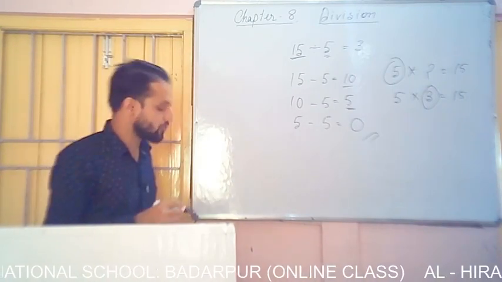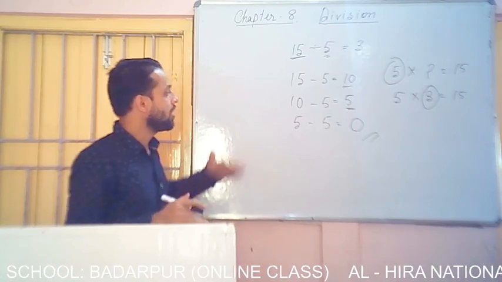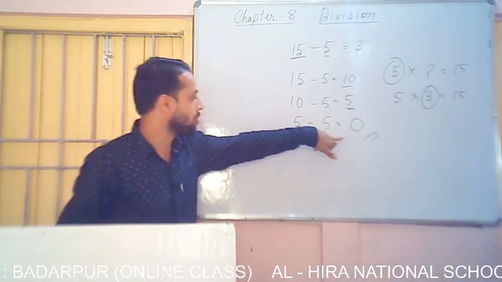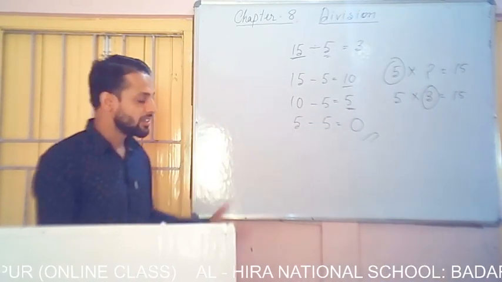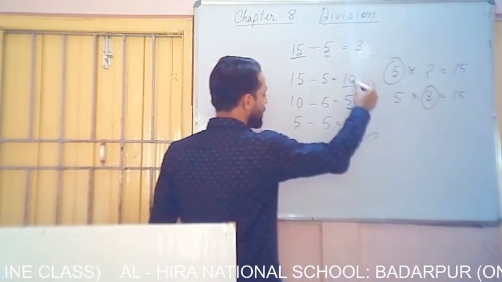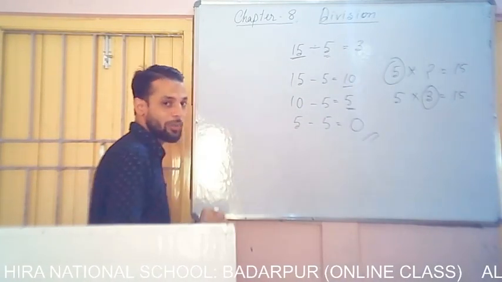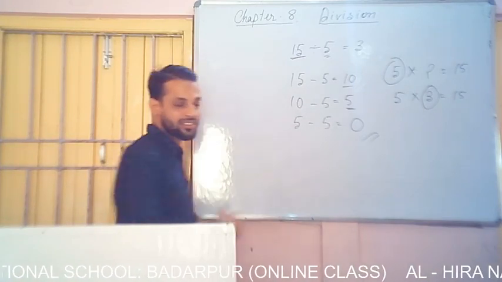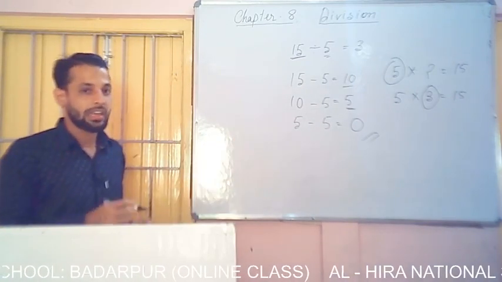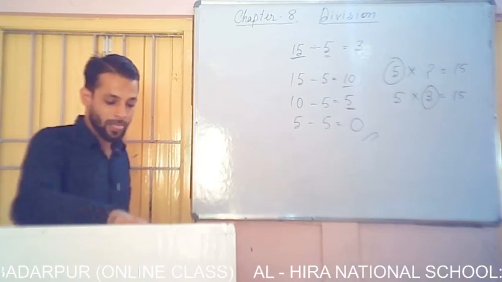So another one you see. We have to subtract until we get 0. That means we have subtracted 5 from 15 how many times? 3 times. So that is what is called repeated subtraction.